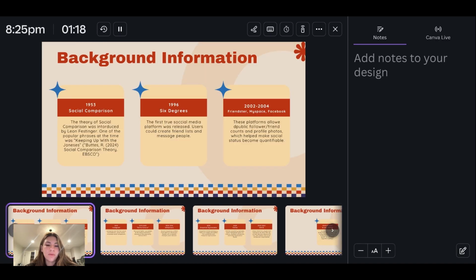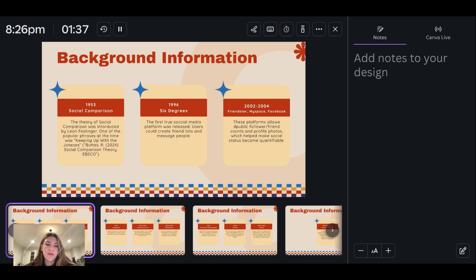To understand the background, we have to talk about where social comparison theory came from. In 1954, Leon Festinger introduced the term to emphasize the way people evaluate their own qualities, such as appearance, body weight, and socioeconomic status, against their peers. A popular phrase would be keeping up with the Joneses, where people strive to keep up with their neighbors.